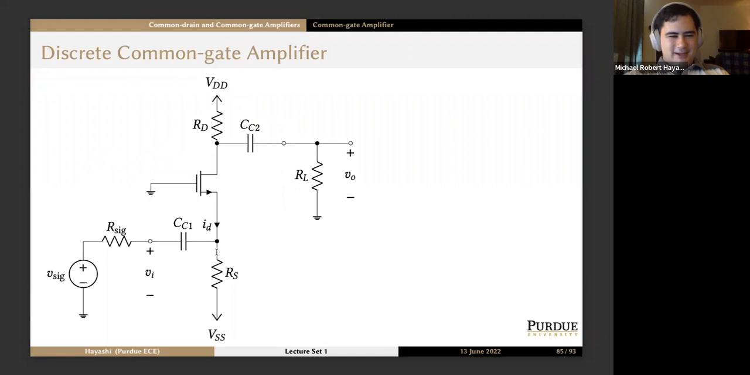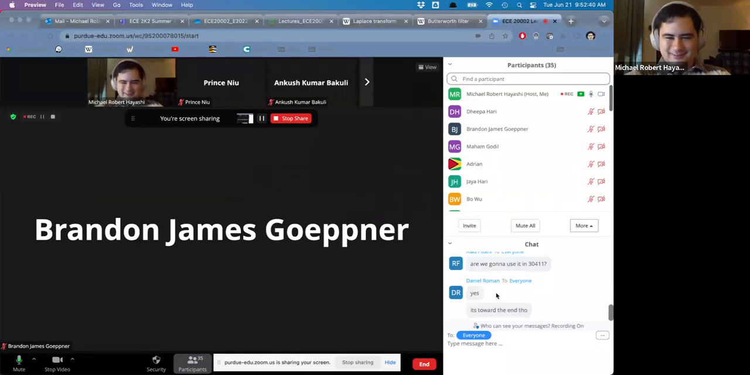Common gate amplifier on slide 85. We can see input goes into the source through the coupling capacitor. Output comes out of the drain through the coupling capacitor. Must be a common gate amplifier. So in 5 seconds each, I could determine what these amplifier configurations were. No problem. That's the secret.